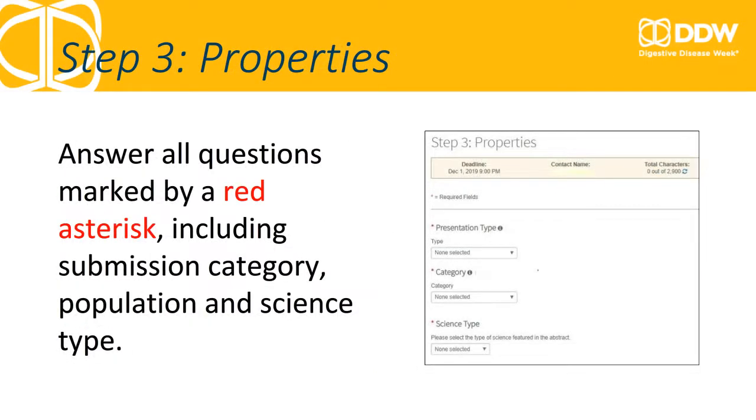In Step 3, you will answer a few questions about your abstract, like the science type and submission category. Answer all questions on the page marked by a red asterisk, and then click Save and Continue.